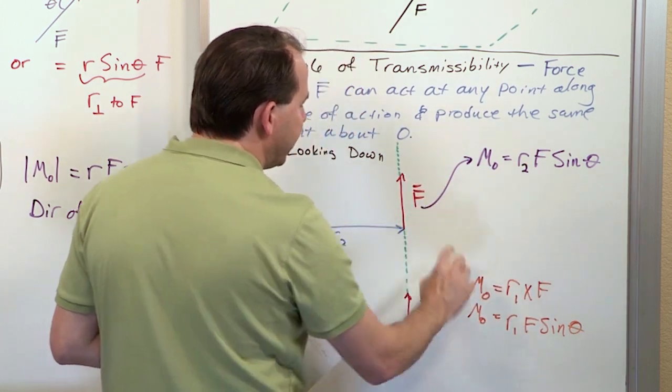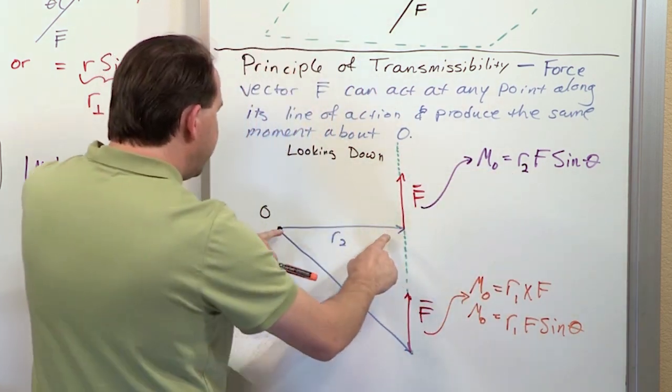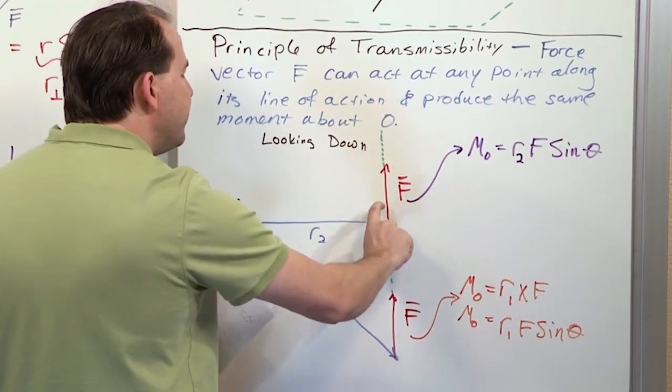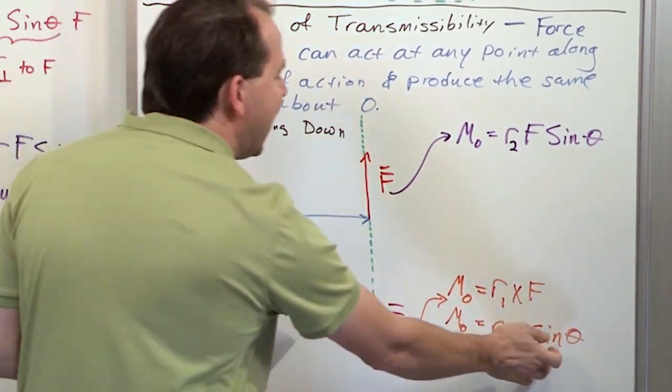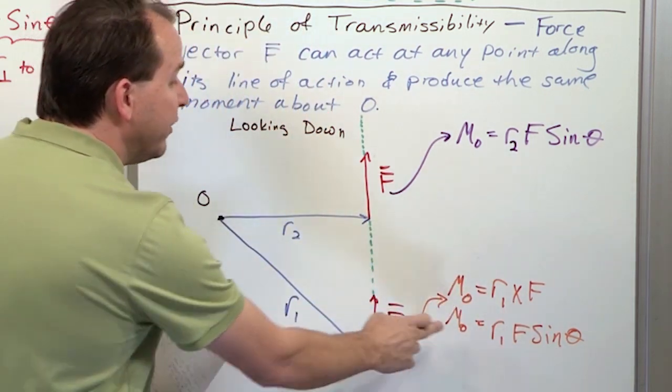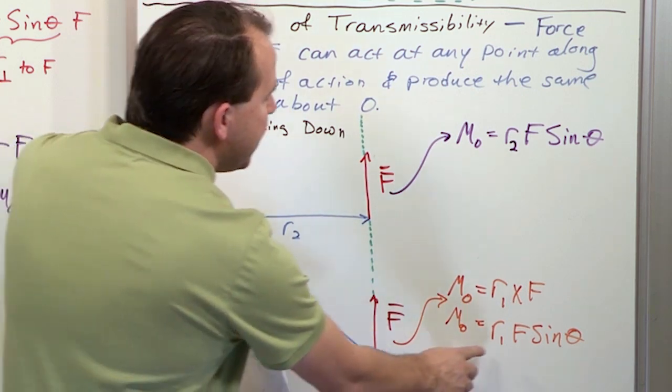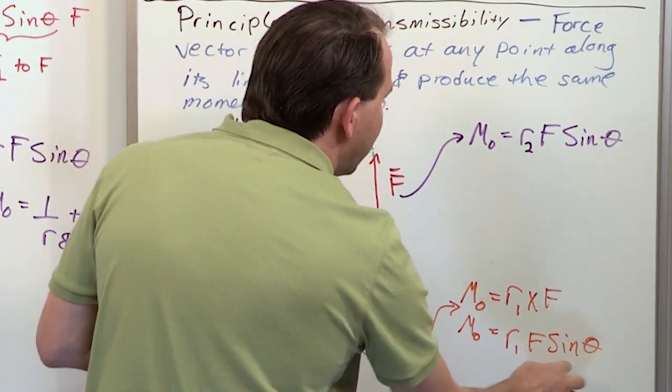The magnitude of the force stays the same. But notice R2 here is much shorter than R1 right here. So as you move this thing down here, what happens is the angle changes. Yes, that's true. That would change the moment. However, you also increase the length of the moment arm by a great deal. And these two things go hand in hand.